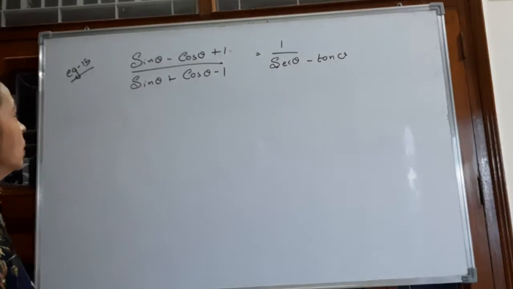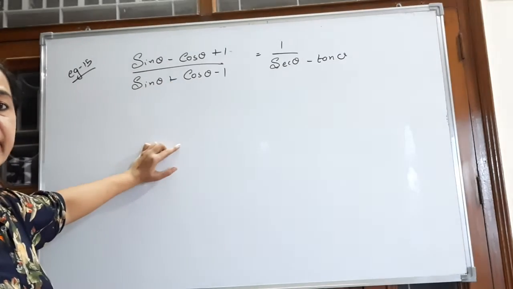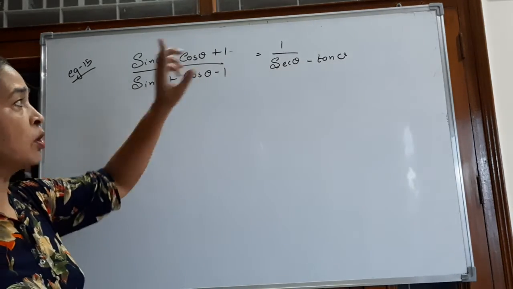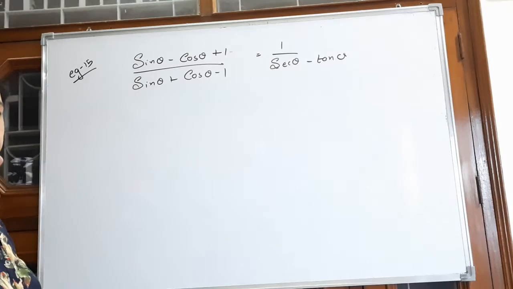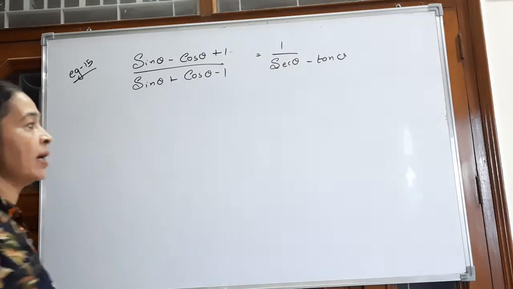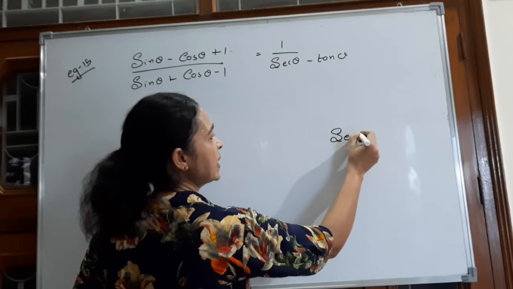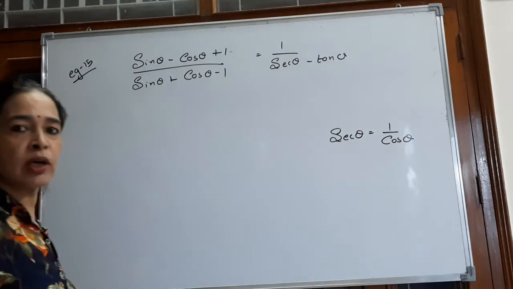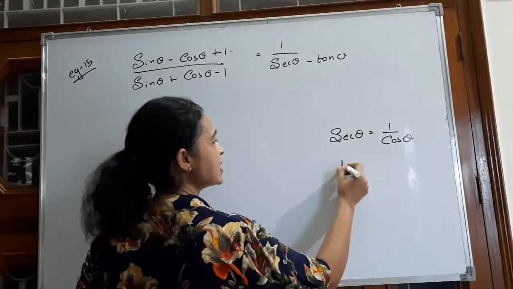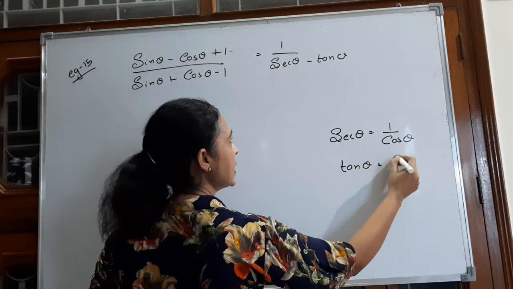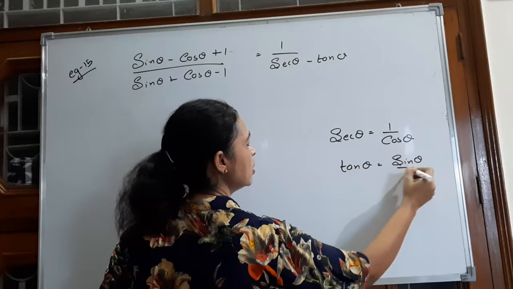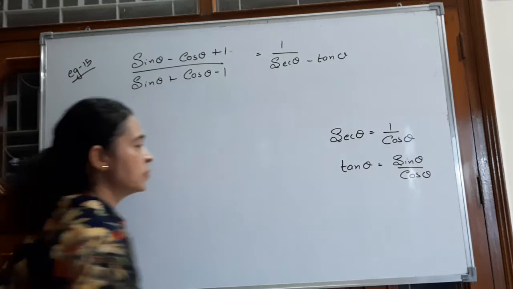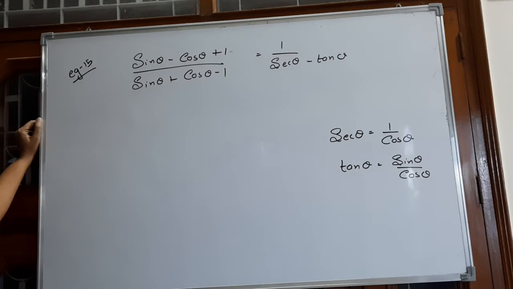Now look at the right hand side. What we have to prove? 1 upon sec theta minus tan theta. We have two terms, sec theta and tan theta. We know what sec theta is. Sec theta is 1 upon cos theta, sec is the reciprocal of cos. And tan theta is sin theta upon cos theta. Now we have sin theta and cos theta.